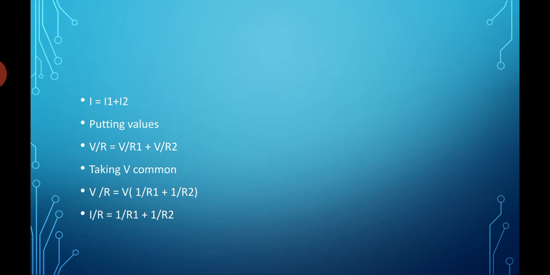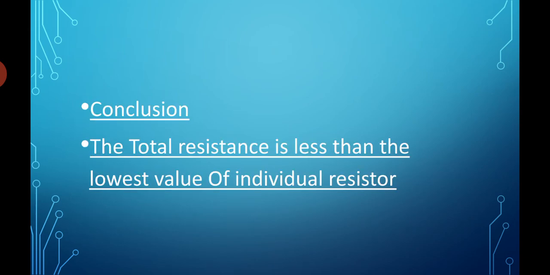Now what does this equation mean? This equation means that the total resistance in parallel will be less than the lowest individual resistance. Now the conclusion is the total resistance is less than the lowest value of individual resistor.